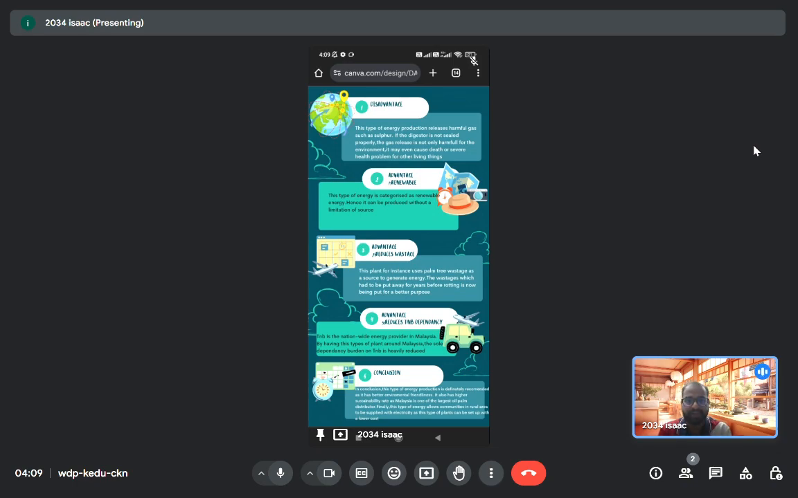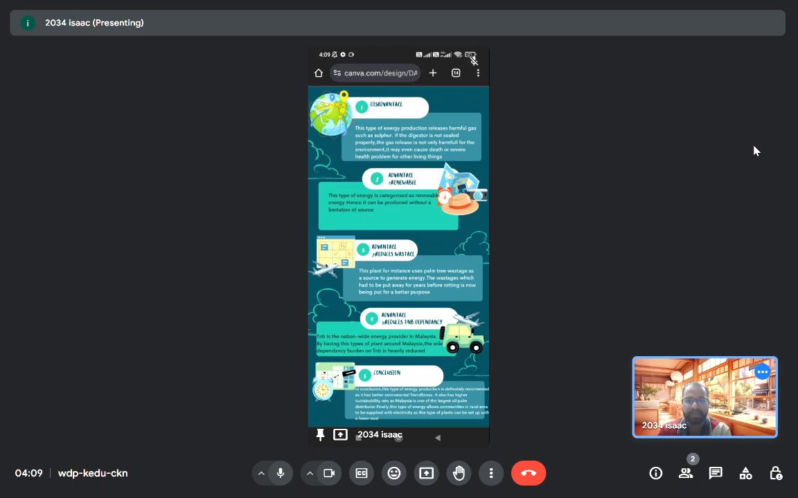Next up, the first advantage, renewable. This type of energy is categorized as renewable energy. Hence, it can be produced without a limitation of source. The second advantage is it reduces wastage. This plant, for instance, uses palm tree wastage as a source to generate energy. The wastage, which had to be put away for years before rotting, is now being put to a better purpose.